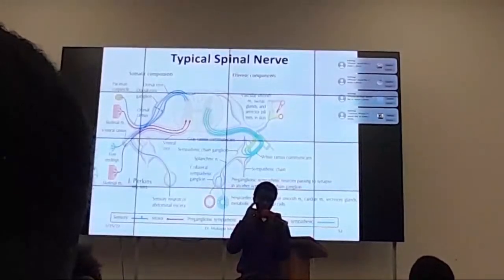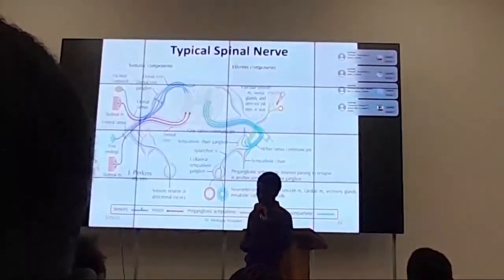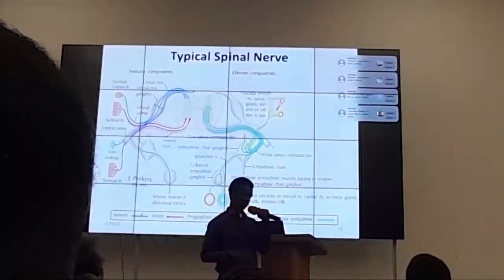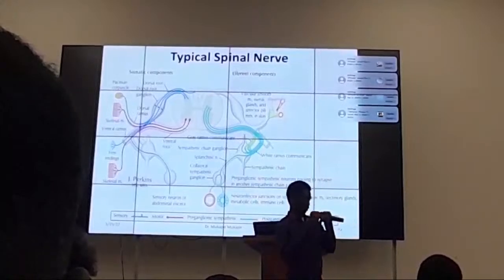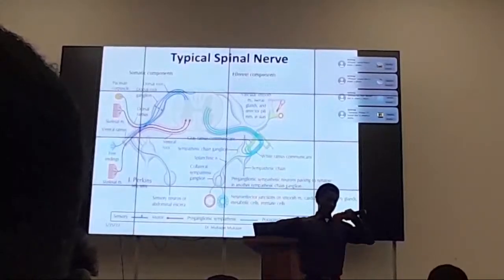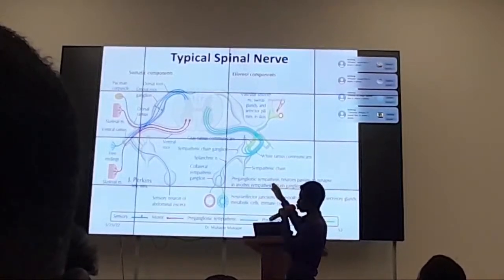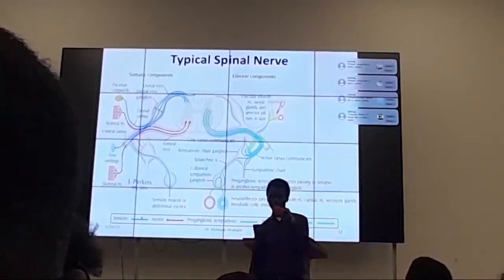Now, if I may ask, the limbs, upper limbs and lower limbs, which branches of the nerve, which rami, supply the limbs? Is it the dorsal primary ramus or the ventral primary ramus?